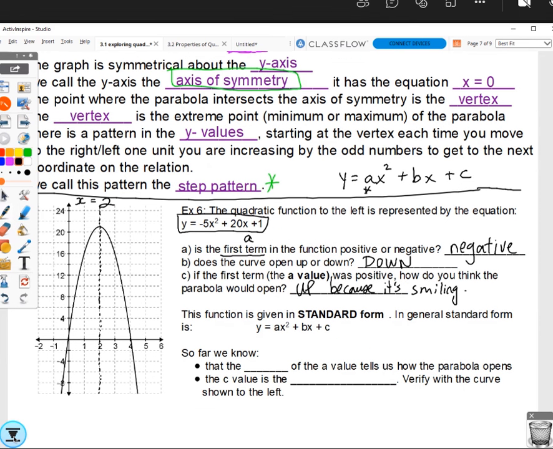So far we know that the A value will tell us whether the parabola opens up or down. So how the parabola opens. If it's positive, it opens up, and if it's negative, it opens down. And if you have a look on the left, it says here the C value, so in ax squared plus bx plus c, this last C value is actually the y-intercept.